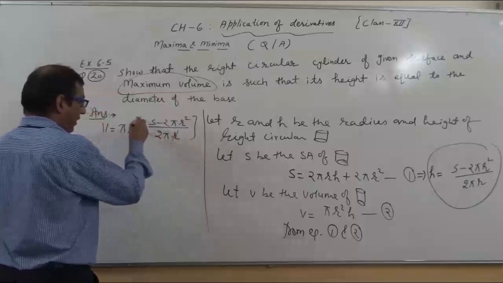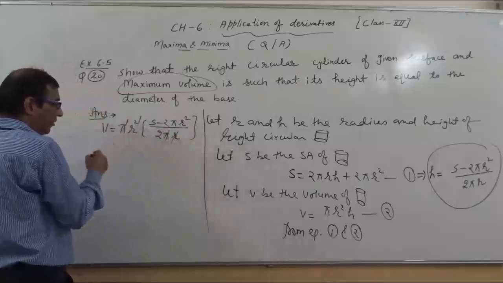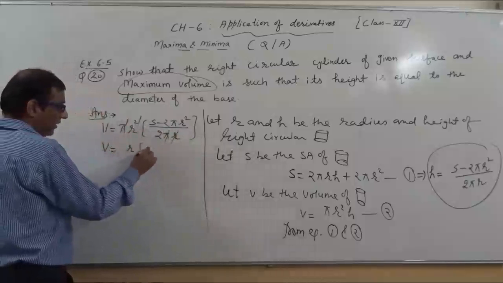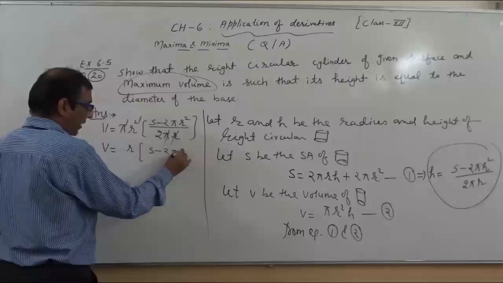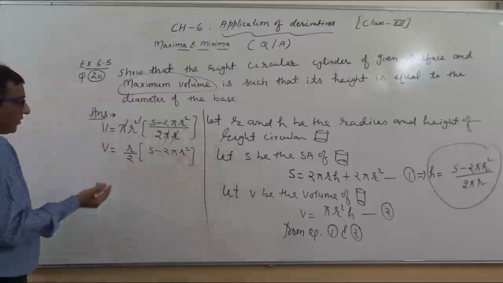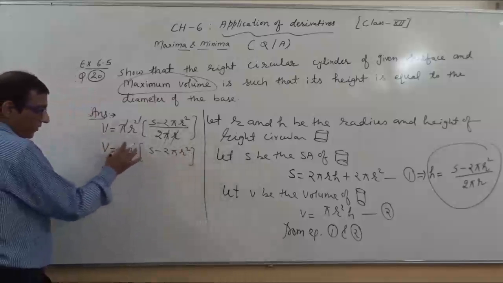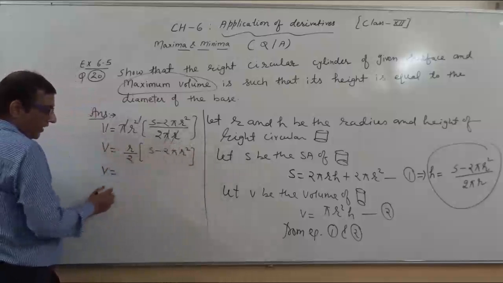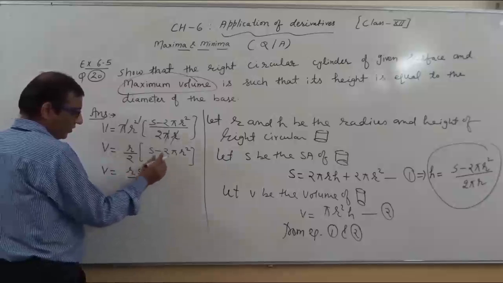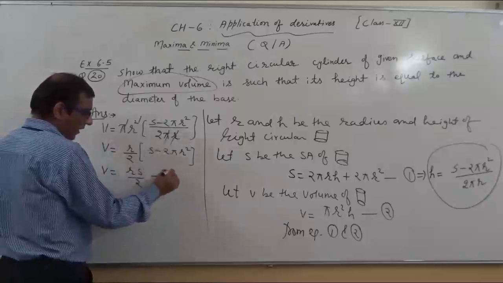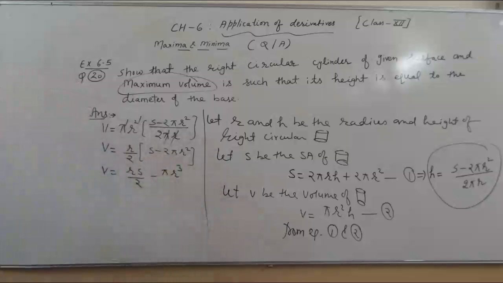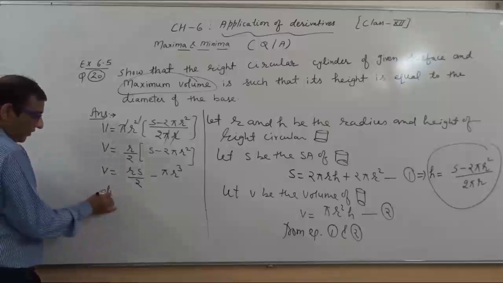So R and R cancel, pi and pi cancel. It means V equals R times S minus 2 pi R square, and this is divided by 2. What is the next step? It is better we multiply R by 2 with the bracket, so it becomes RS upon 2 minus 2 and 2 cancel, and becomes pi R cube. Okay. Now we will continue with the differentiation.